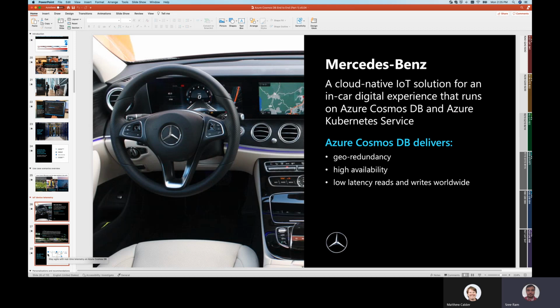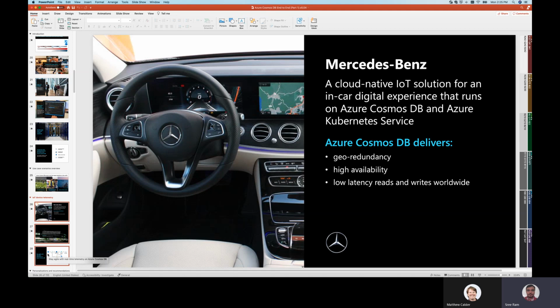Let's see an example of Mercedes-Benz. So everyone knows about Mercedes-Benz. I own a Mercedes-Benz myself. It's one of the greatest vehicles that we could travel in. And guess what? It is not only a great machine, but also a great machine with best-in-class electronics. And best-in-class electronics need best-in-class deployments.